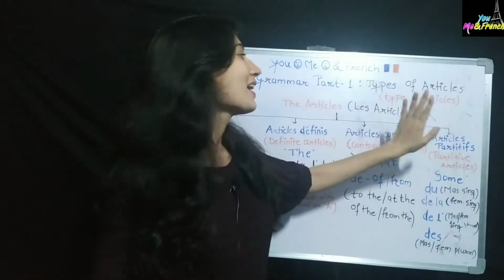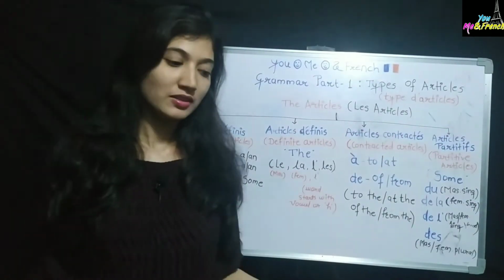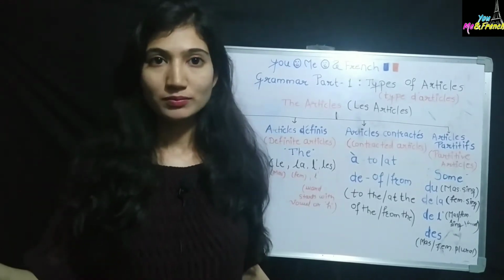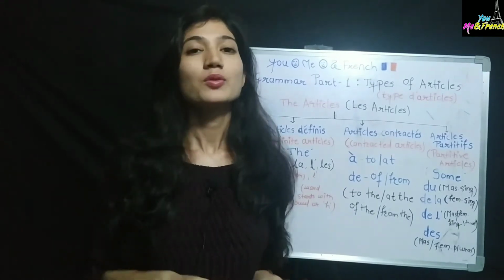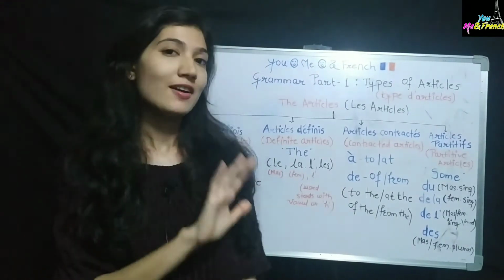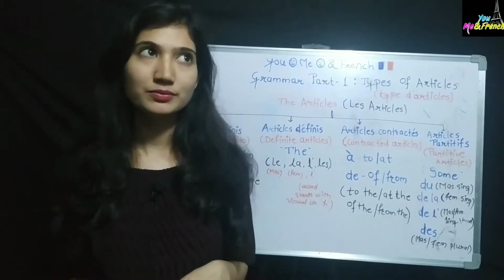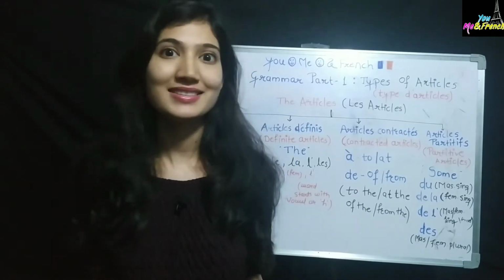Types of articles. You may have found in vocabulary words like garçon, la table. So you might think, what are they? Let me explain. These are articles in French. In English, how many articles do we have? A, an, and the. That's it.